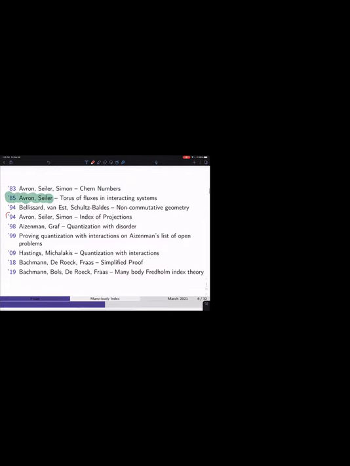So the first thing I want to explain a little bit in some detail is this 94 work of Avron Seiler Simon on index of projections. So the key mathematical tool is the following theorem, index of a unitary.